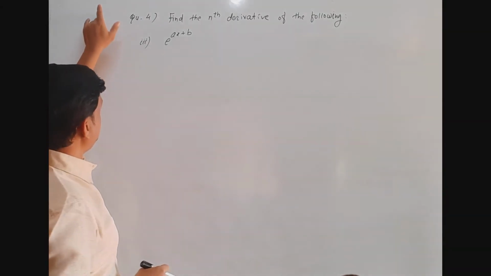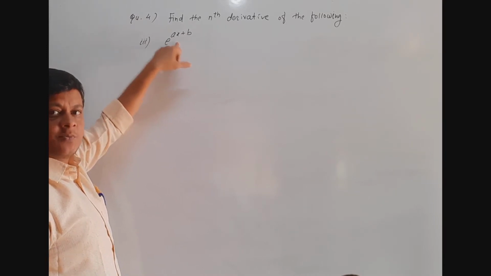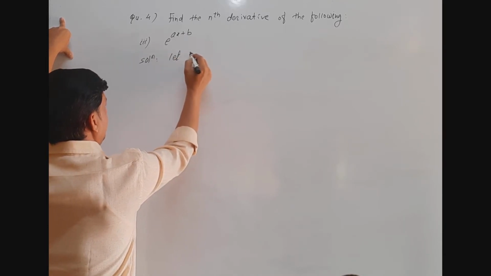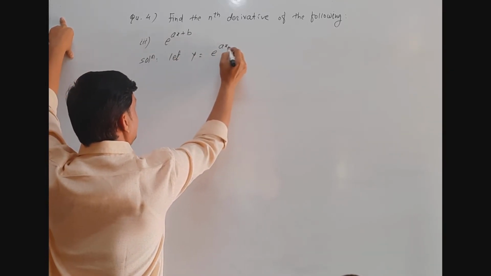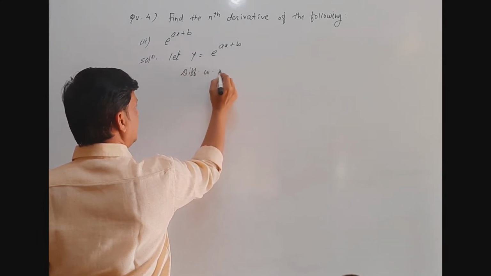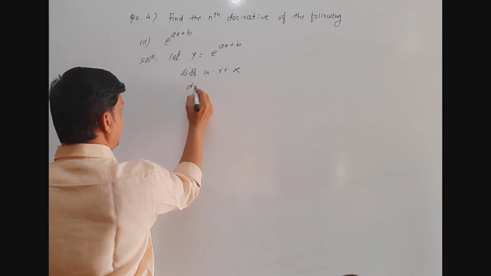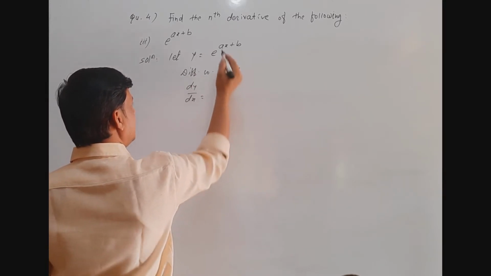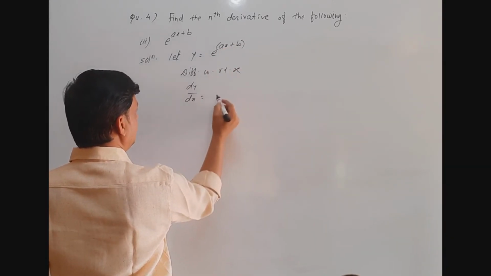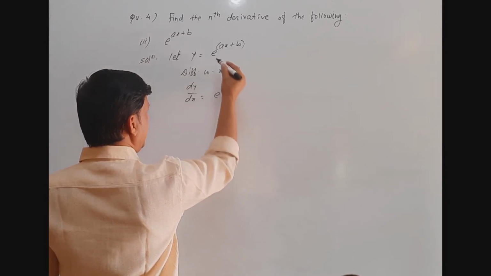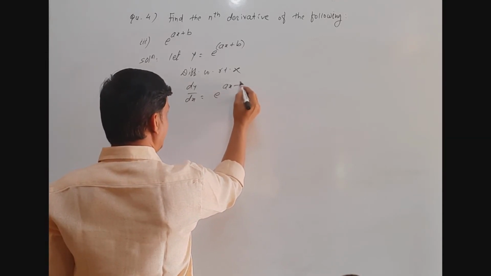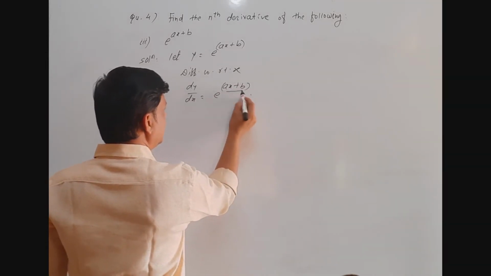Now see the next sub question, third: e raised to the power ax plus b. So first we write in the solution the given function as y. So let y is equal to e raised to the power ax plus b. Now differentiate with respect to x. So the derivative of y, dy by dx, is equal to e raised to the power ax plus b. This is a composite function, so first we treat it as a standard function. So the derivative of e raised to the power ax plus b is e raised to the power ax plus b into the derivative of ax plus b.